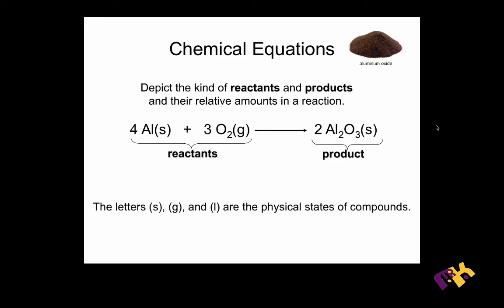But we also include in a proper chemical equation some letters, some symbols. The letters are going to be telling us the physical states of the compounds that are in the reaction. And then also we have numbers, and these numbers are going to be stoichiometric coefficients.